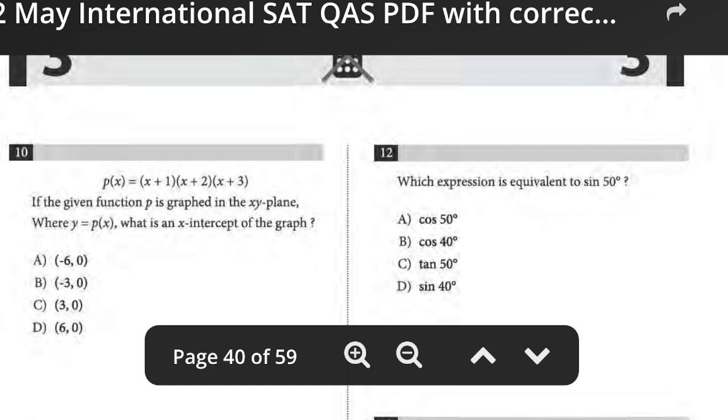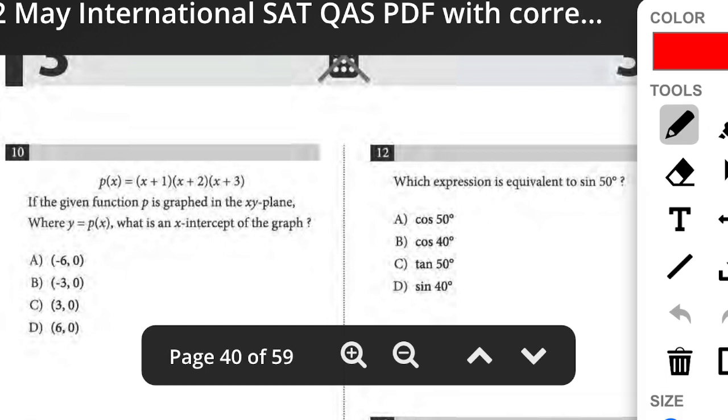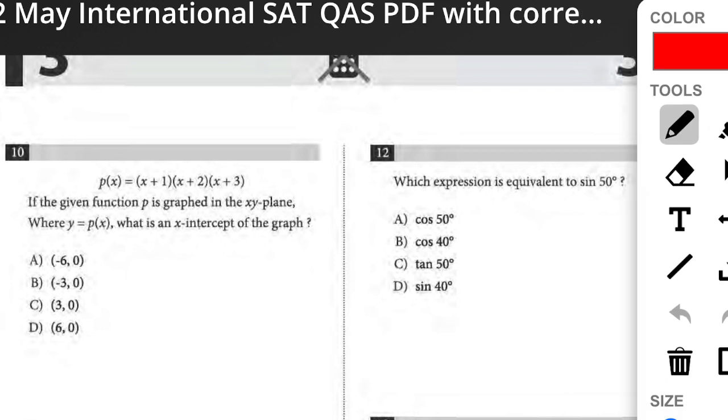Number 10. The given function p is a graph in the xy plane where y equals p of x. What is an x-intercept of the graph? So x-intercept is just when y equals 0. And when can we get it? Well, luckily it's already in factored form for us, so you don't even need to multiply or do anything. Just set all these factors equal to 0. So if x plus 1 is 0, then x is -1, -2, -3.